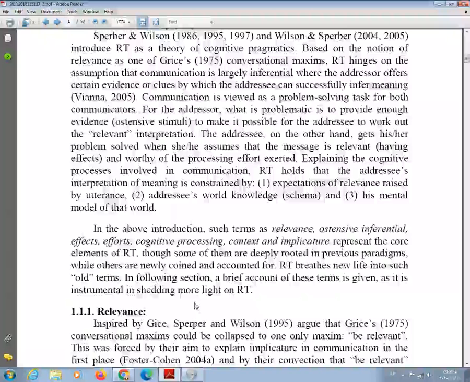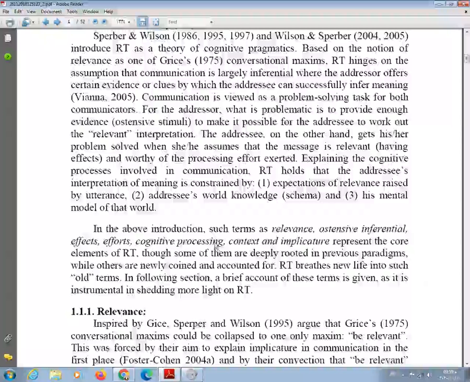In the above introduction, we have many words. Relevance, we understood that a text is relevant if it includes enough clues to help us understand the text easily. And number two, ostensive inferential effects. Ostensive means clear. Inferential effects means arriving at the meaning itself. And then we have effort, the mental effort we exert. And then we have cognitive processing, what's happening inside our head.